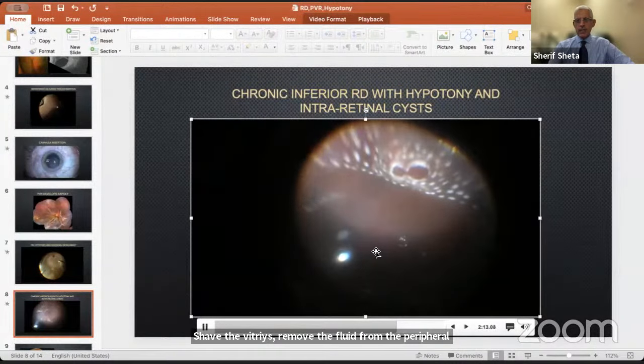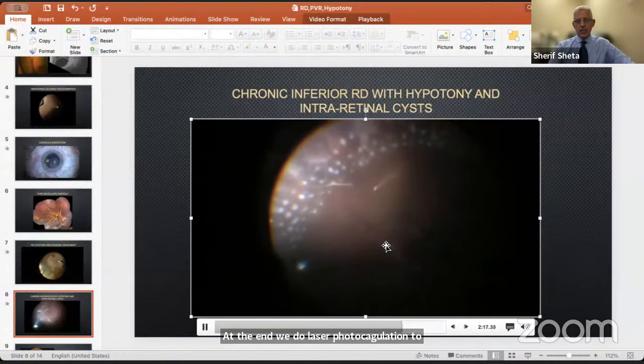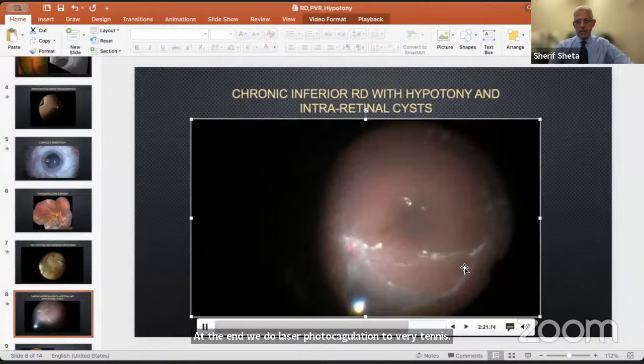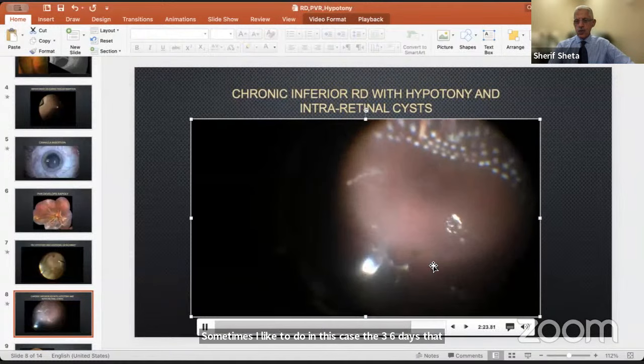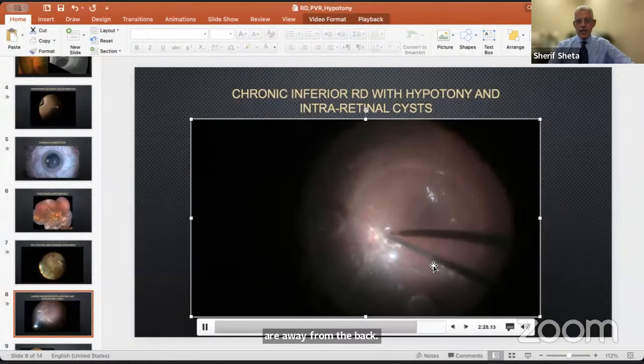At the end, we do laser photocoagulation to the retinal tears. Sometimes I like to do, in this case, a 360 laser photocoagulation. You can see here the subretinal bands that are away from the macula, so there is no need to address these subretinal membranes. And then I do direct perfluorocarbon silicone oil exchange.